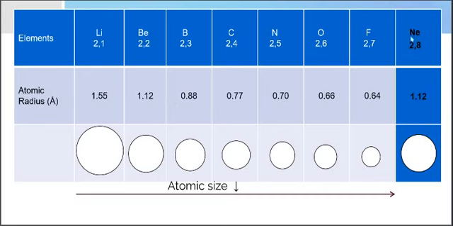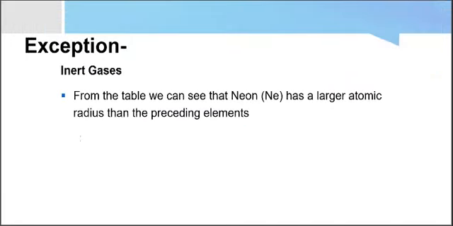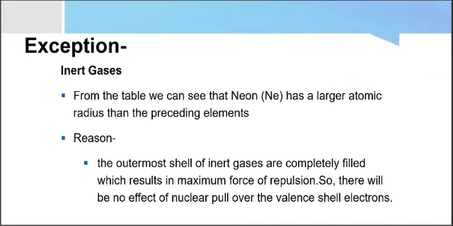In this case, you can see that neon has more positive charge, neon has more nuclear charge than fluorine, oxygen and all its preceding elements, but its atomic size is greater than them. According to the rule, it must be less than the preceding elements because it has more nuclear charge, but it is greater than them. So what is the reason for that?